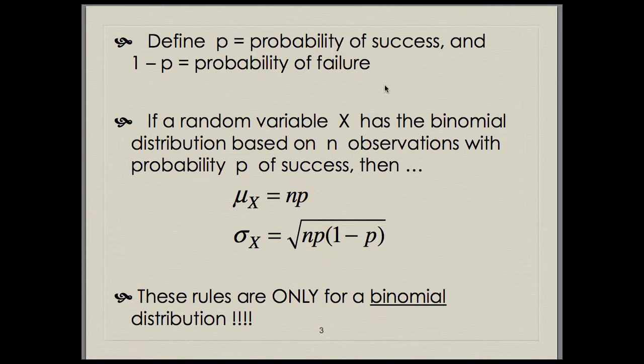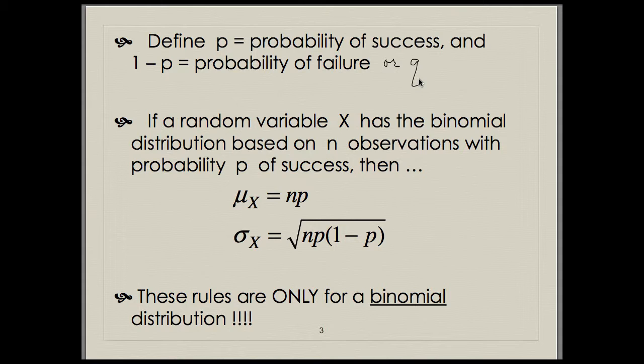Oftentimes in some textbooks, you will see this probability of failure simply noted as Q instead. So if we have a random variable x that we know to have a binomial distribution based on n observations with probability of success p, then the way in which we find the mean of that random variable x, so mu sub x, is by taking the number of observations n and multiplying it by the probability of success p.